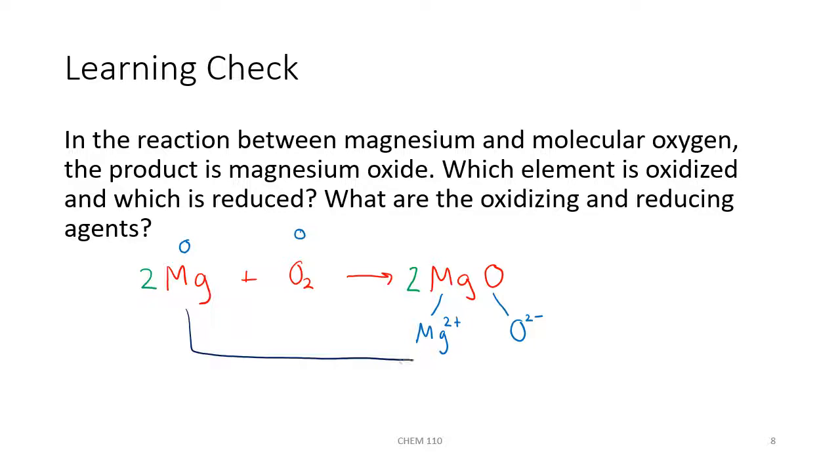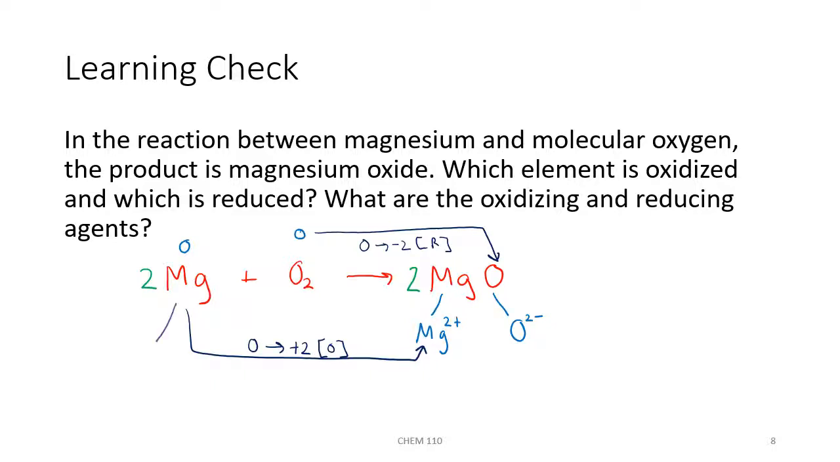Magnesium went from a 0 charge to a +2. In order for it to increase in charge, it must have lost electrons. Losing electrons is called oxidation. Our oxygen went from a 0 charge down to a -2 charge. This must have gained electrons in order to decrease in charge. Gain of electrons is defined as reduction. This is how we can identify which substance was oxidized and which substance was reduced.